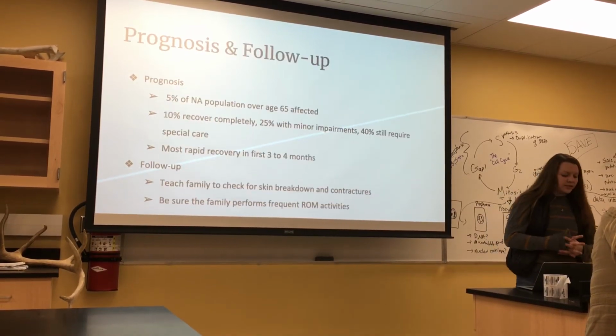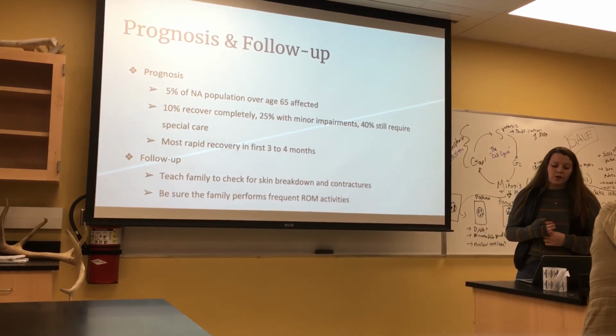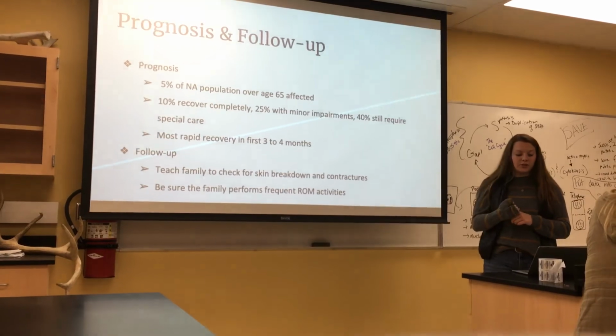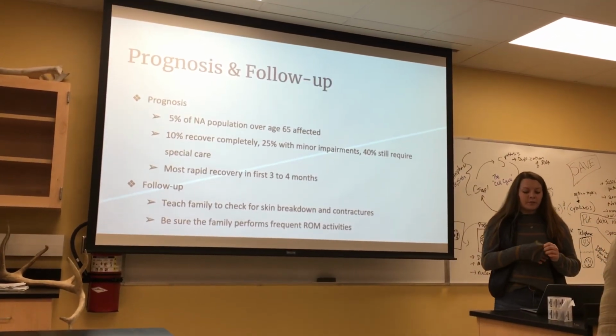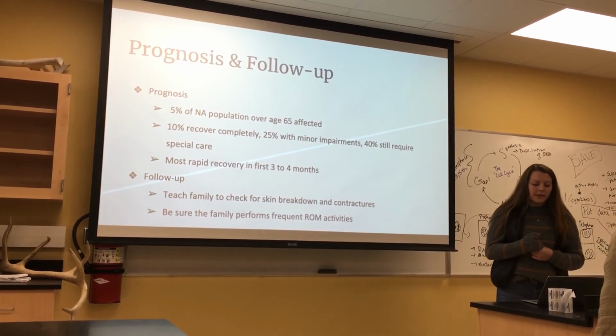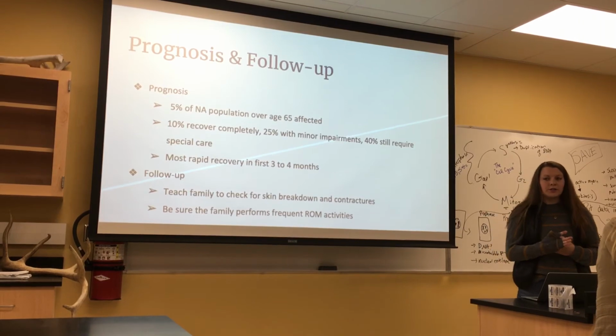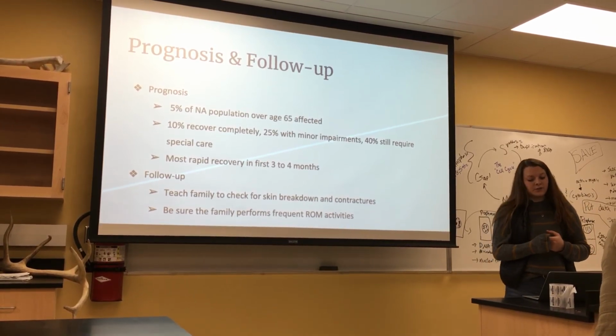And then prognosis and follow-up. For prognosis, 5% of the population in North America over the age of 65 are affected by stroke. 10% recover completely, 25% with minor impairments, and 40% still require special care. And then the most rapid recovery for stroke occurs in the first 3 to 4 months, but some survivors continue to recover into the first or second year.